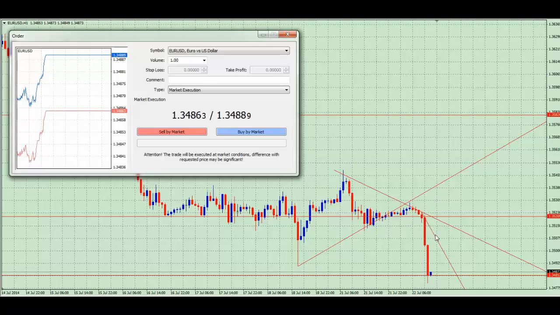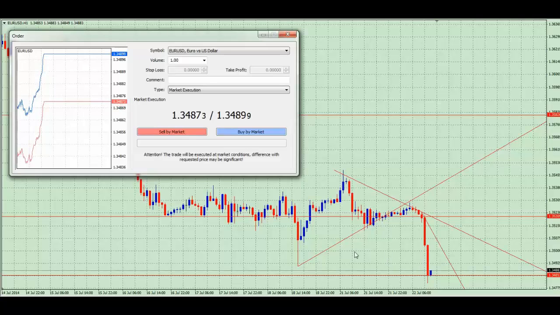Or we could have sat and waited until it got down to here, and then clicked the buy by market, which is doing the reverse of the existing trade, and it would have closed us out. Or we could have, when we've got our orders at the bottom, we have an order window. To the right hand side of the order window there's a cross. You can quickly click on the cross and it will close the trade.